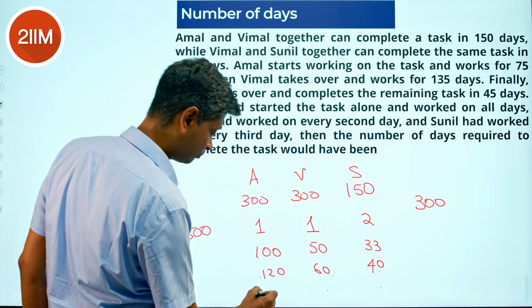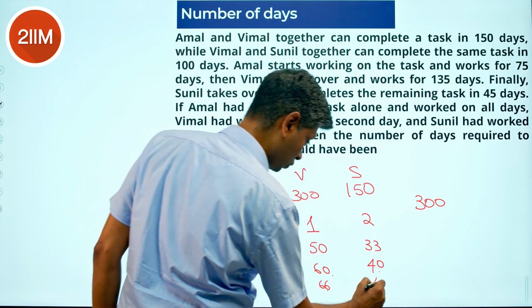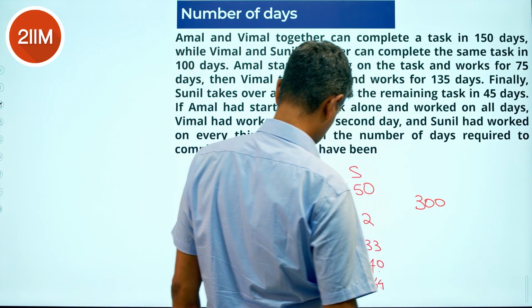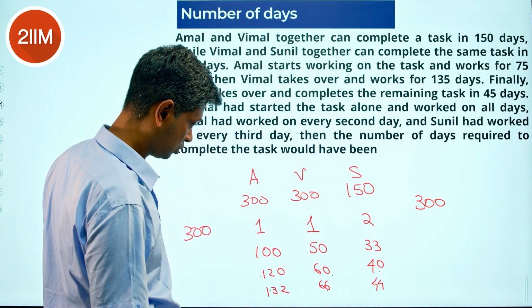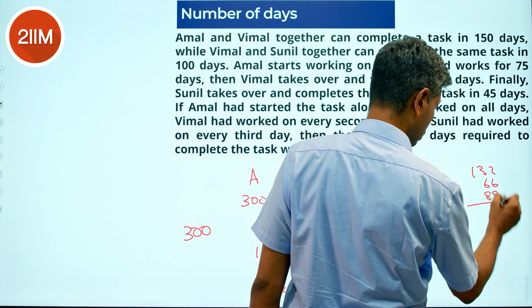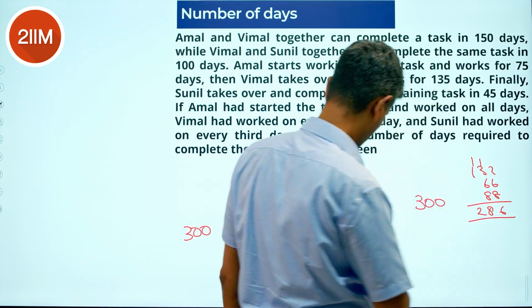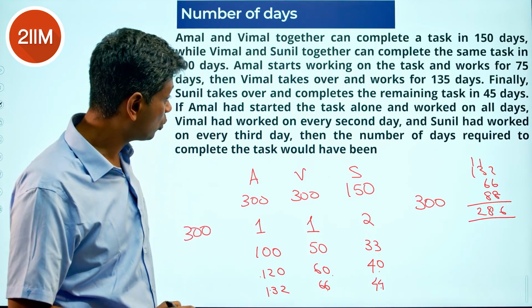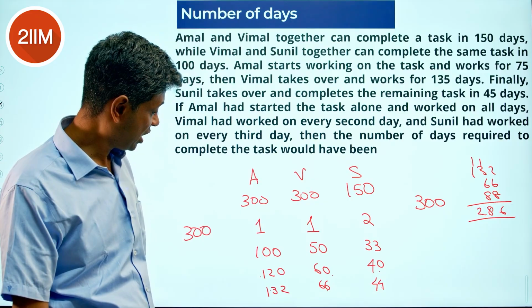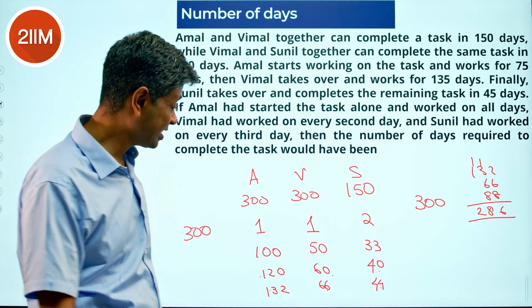So let's take it to say 132. This is 66, 44. Sorry, 132 plus 66 plus 88 is 286. So this should work for more than 132 days. If we went to 138 or 144, it will overshoot. 138 days.